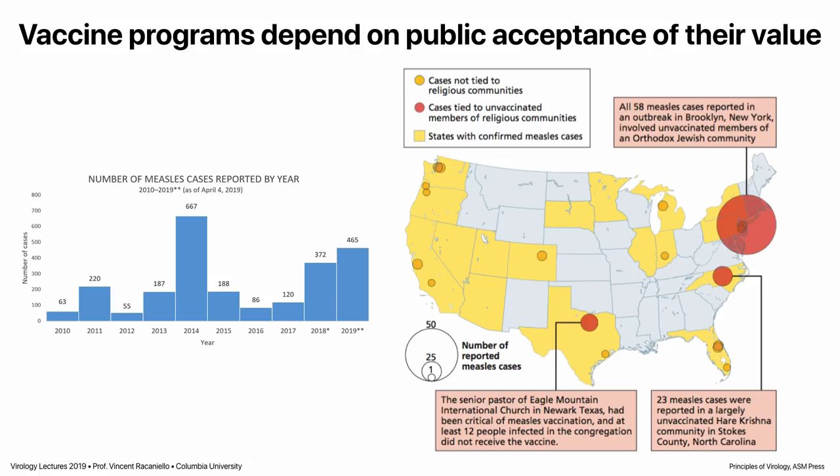We have an outbreak in Texas. The pastor was critical of measles vaccination. And that's often what happens in these communities. They have spiritual leaders who are critical of the vaccine, and people listen to them. That's what happens with the Orthodox community. I was just reading an article yesterday. There's a rabbi in Brooklyn who mistrusts the measles vaccine.